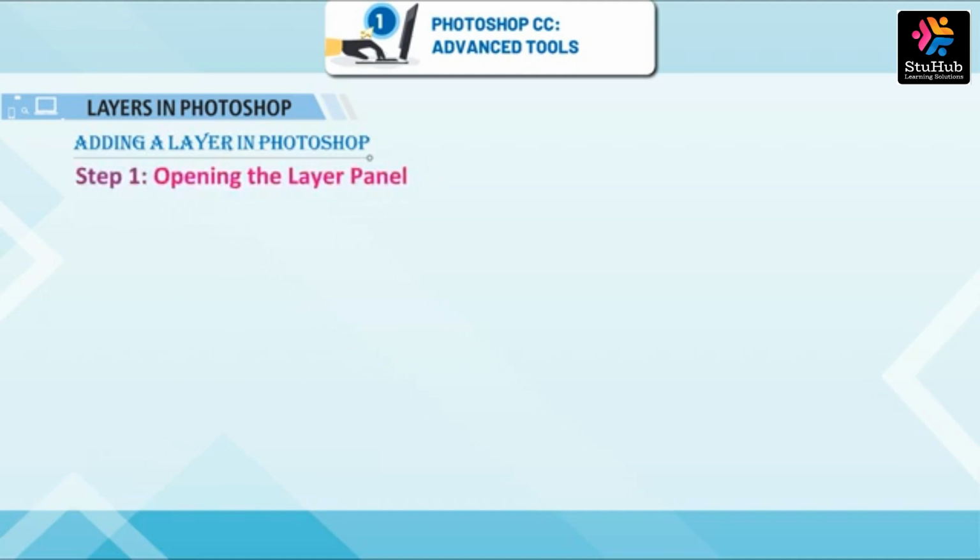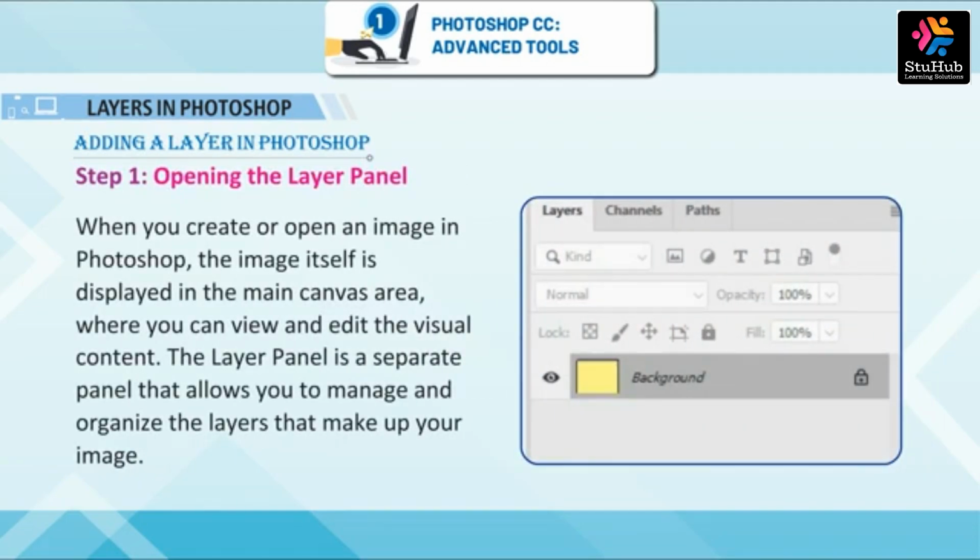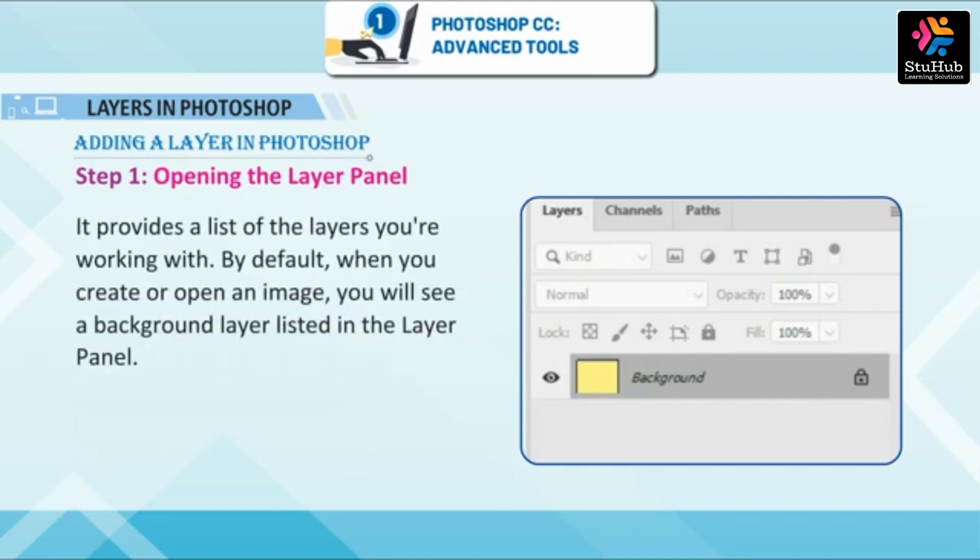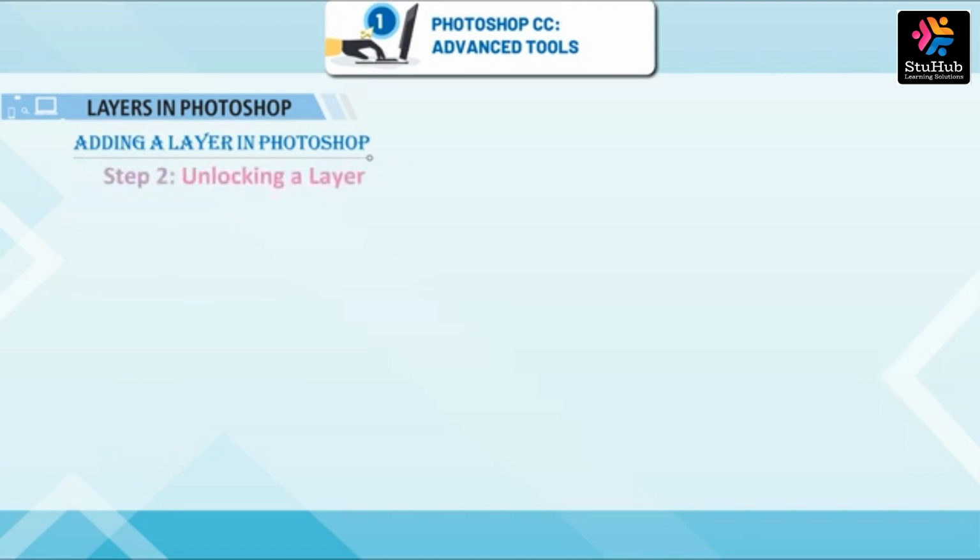Step 1. Opening the layer panel. When you create or open an image in Photoshop, the image itself is displayed in the main canvas area where you can view and edit the visual content. The layer panel is a separate panel that allows you to manage and organize the layers that make up your image. It provides a list of the layers you're working with. By default, when you create or open an image, you will see a background layer listed in the layer panel.